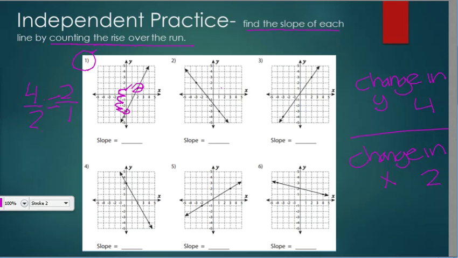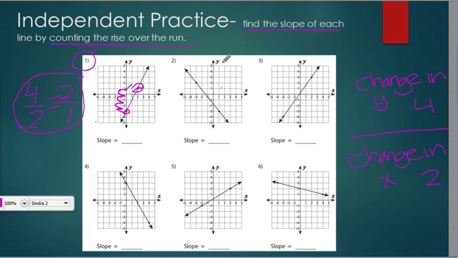And if we are moving up 4, 1, 2, 3, 4, and to the right 2, that lands us on the line. Or if we move up 2 to the right 1, you can see that that still lands us on the line. Okay, so 4 over 2 or 2 over 1. That would be the slope of line number 1.